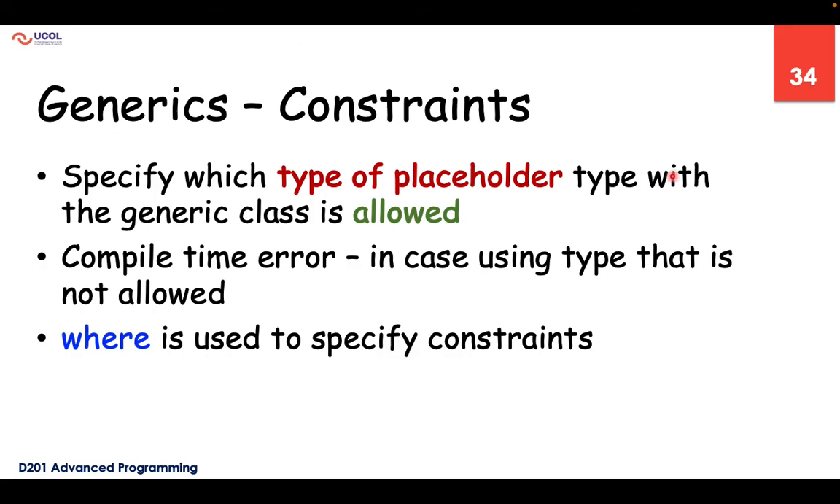Specify which type of the placeholder type with the generic class is allowed. We get a compile time error in case we are trying to use a type different from the types that we have allowed with that generic type. If we try to assign a type different from that constraint, then definitely it will give us a compile time error. And where is the keyword that we use to assign the constraint.